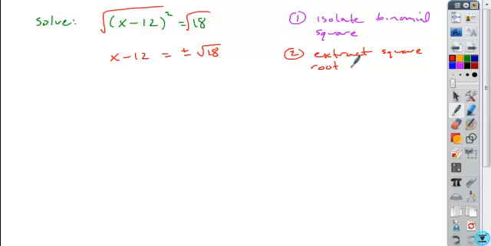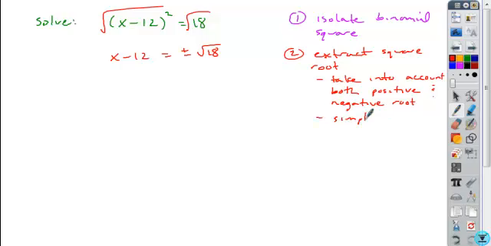Okay, so again, a couple things here. Take into consideration both the positive and negative root. And you also need to simplify the radical in this step. Okay, so in this particular case right here, can we simplify this radical? What perfect square factor can we remove from 18? 9 times 2.